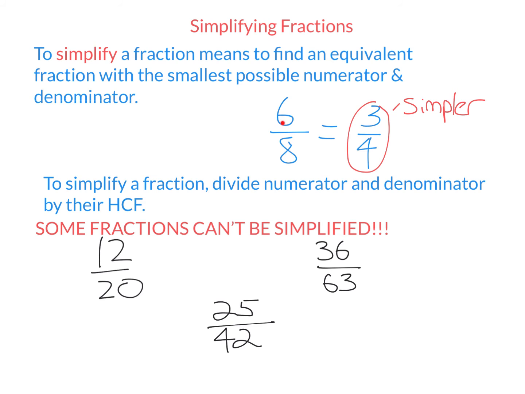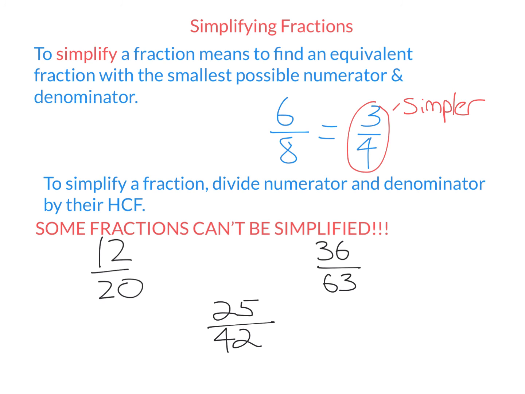If you get 6/8 of a pizza, it's exactly the same amount as if you get 3/4 of a pizza. So these two fractions are the same, but 3 over 4 is said to be simpler because it has smaller whole numbers. When we simplify a fraction, we're just finding one that has smaller whole numbers on the top and the bottom. The way you simplify a fraction is you divide its numerator and denominator by the highest common factor.